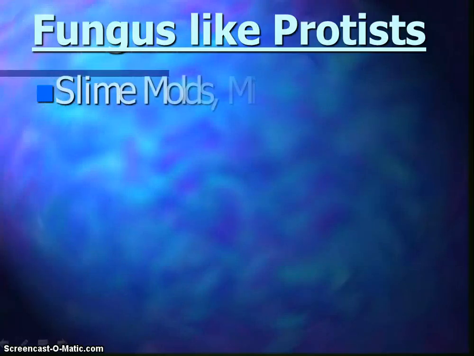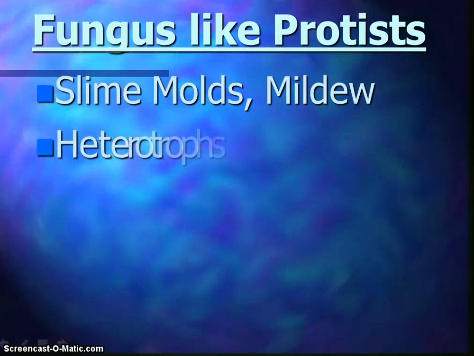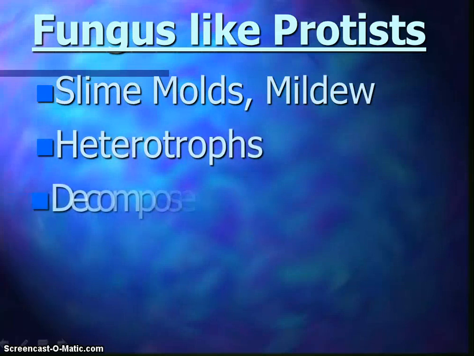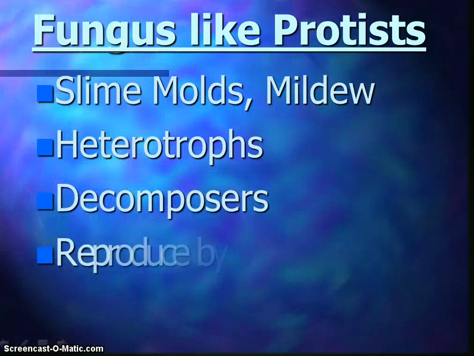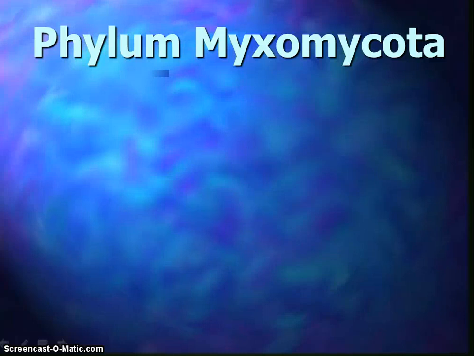Okay, so now we're going to talk about the fungus-like protists. These are slime molds or mildew, water mold, white rusts. They are heterotrophs. They decompose. They do reproduce by spores through meiosis. And when food and moisture are scarce, they can develop their spores also, and they can be released in wind and rain. Okay, and then they will come back.